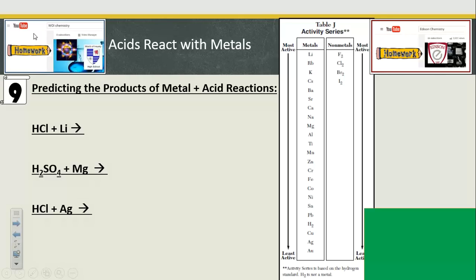So predicting the products of metal and acid reactions. HCl plus lithium. Here's the deal. Watch me do it. Lithium. Find lithium on the chart. It's the most active metal. Reacting with the acid definitely will happen. So we would get a reaction. This is going to make H2, because all acid metal reactions make H2, and lithium chloride. So reaction occurs.